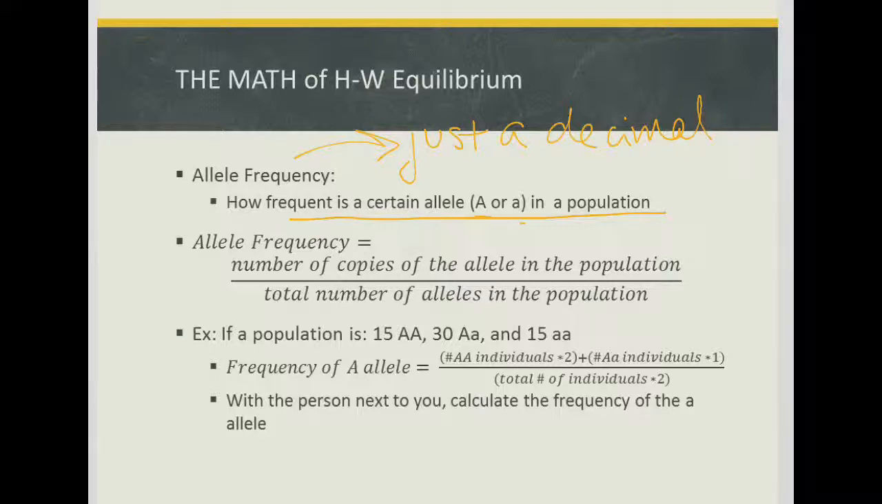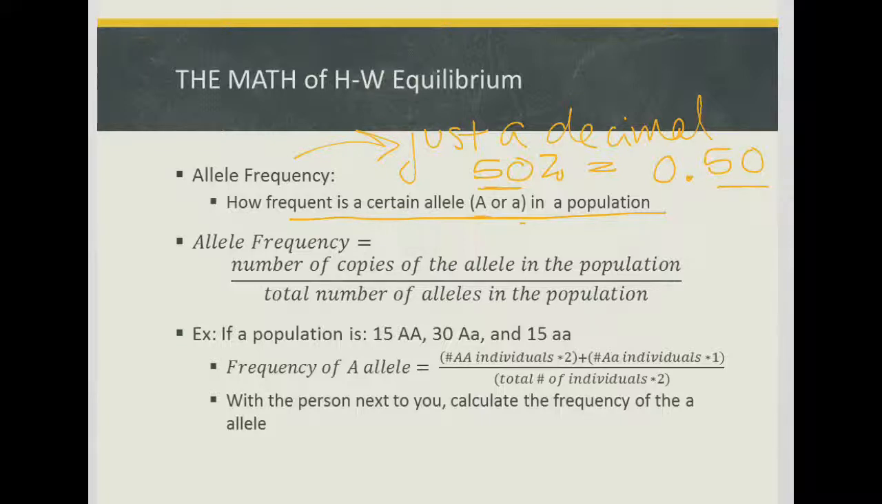All right, so for example, 50% would be 0.50. So the percentage is everything after the decimal place. It's just like a percentage, a frequency, how frequent something is. So allele frequency is the number of copies of that allele in the population divided by the total number of alleles in that population.